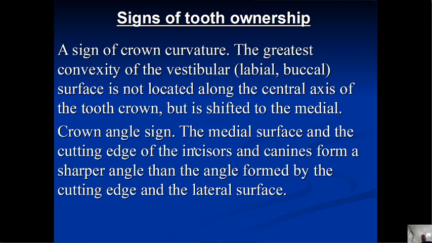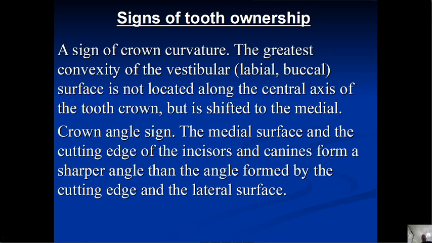Now we'll discuss the three signs of tooth ownership, and it will be easier for you to understand. We have already discussed it in the last classroom, but I think we shall repeat now. The first sign is the sign of crown curvature. The greatest convexity of the vestibular, labial, buccal surfaces is not located along the central axis of the tooth crown, but is shifted to the medial.